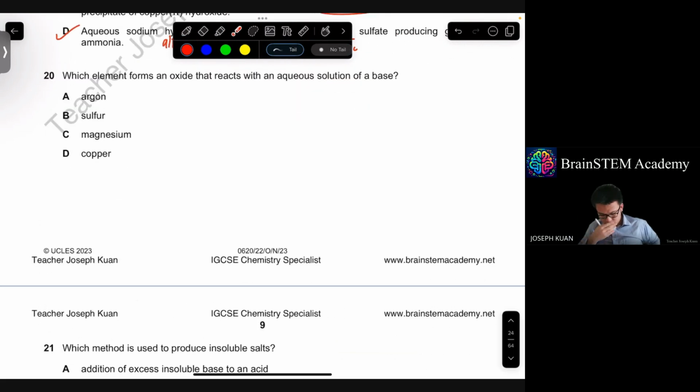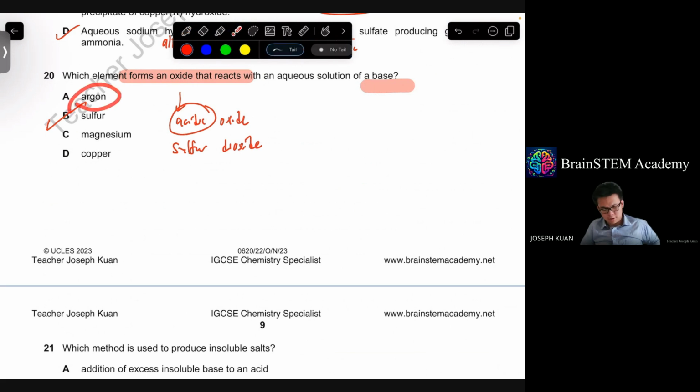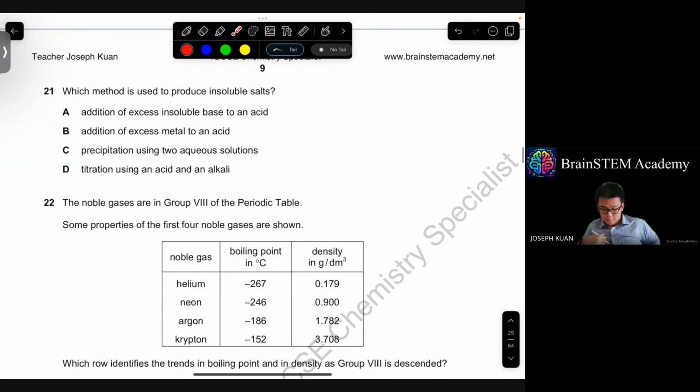Moving on, 20. Which element forms an oxide that reacts with a base? So it should be an acidic oxide, which can be formed from a non-metal like sulfur. Sulfur dioxide is acidic. Argon is a non-metal, but it's a noble gas. It doesn't form compounds.